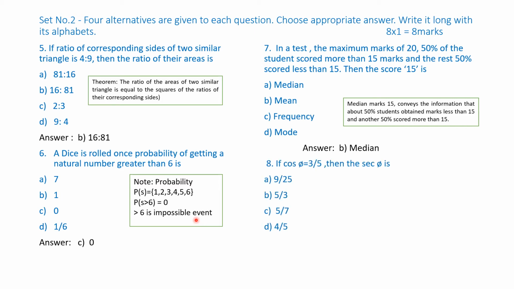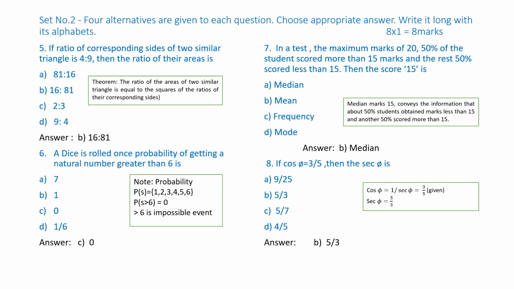Question number 8. If cos phi is equal to 3 by 5, then secant phi is, we have to see what is secant phi. We know, see the text box, cos phi is equal to 1 over secant phi. Therefore, cos phi is given as 3 by 5. Therefore, secant phi will be the inverse of this, that is, reverse it, 5 by 3. Where is the answer here? B is the answer. So, the answer is B, 5 by 3.